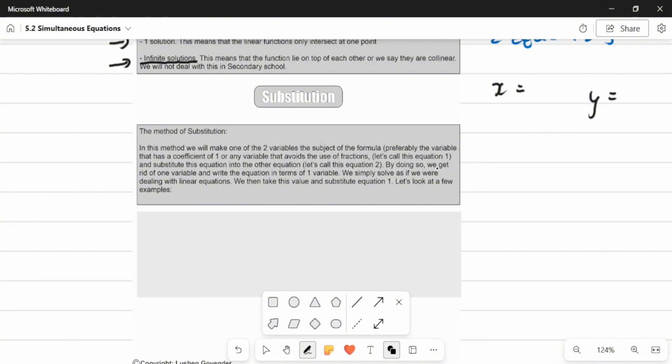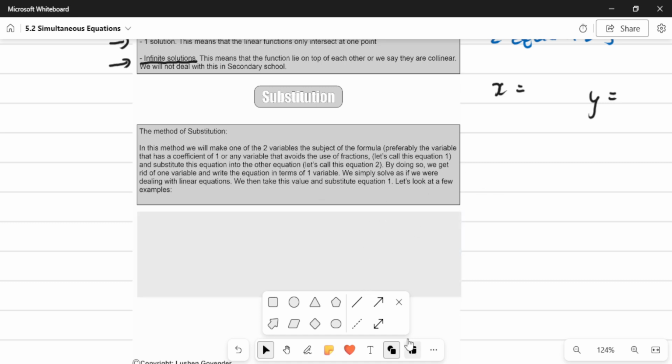So let's call this equation 1 and substitute this equation into the other equation. Let's call this equation 2. So you will have two equations. You'll have two unknowns, so therefore we require those two equations. In the first equation, we will make one of the two variables the subject of the formula. Right? I will tell you exactly how to make that choice strategically when we work with examples. Right? By doing so, we get rid of one variable and write the other variable in terms of one variable. We simply solve as if we're dealing with linear equations. We then take this value, substitute it back into equation 1.